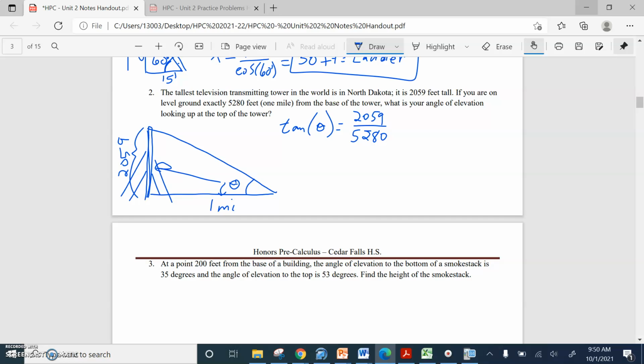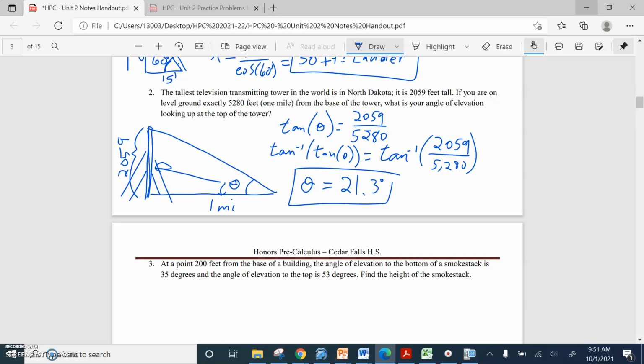So in order to undo theta, if we want to get rid of theta, we have to take the tan inverse, or arctan, of tangent theta. And what we do to one side, we do to the other. So we take the tangent inverse, or arctan, of the other side. And we find that theta, excuse me, is approximately 21.3 degrees. Box it in, we're done.